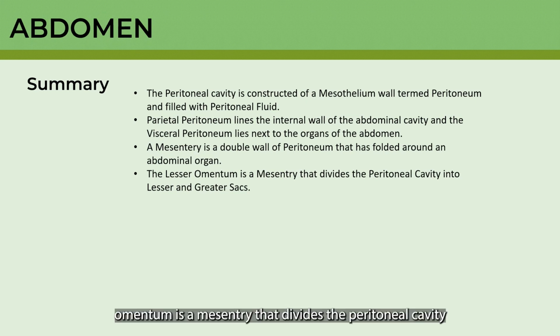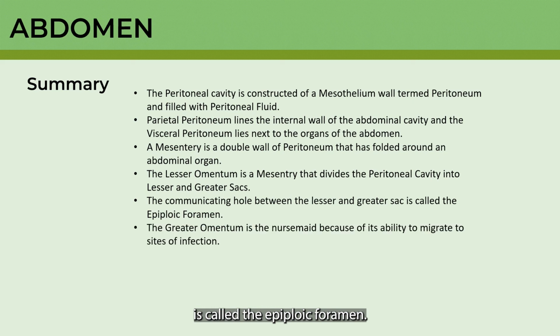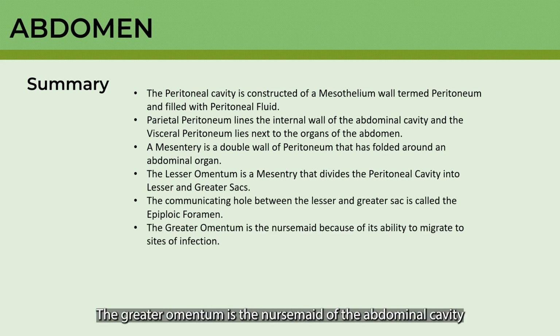The lesser omentum is a mesentery that divides the peritoneal cavity into the lesser sac and greater sac. The communicating hole between the lesser and greater sac is called the epiploic foramen. The greater omentum is the nursemaid of the abdominal cavity because of its ability to migrate to sites of infection.